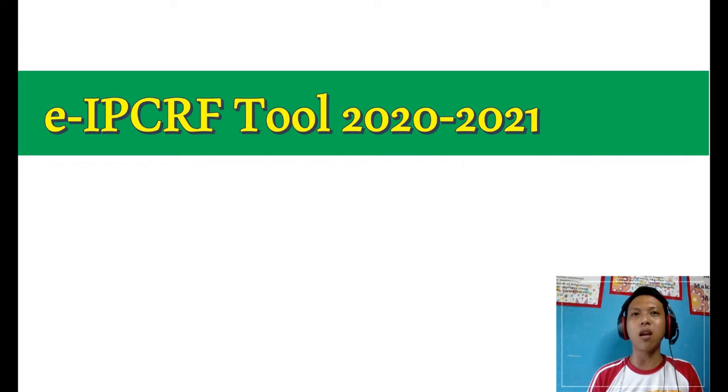So I guess we are already with the tutorial for the accomplishing of our E-IPCRF tool for 2020-2021. So of course, this is an electronic accomplishment of the individual performance, commitment, and review form for this school year. So this will be utilized by our school heads in rating the portfolio of our teachers 1 to 3 and of course our master teachers 1 to 4. And this will also be guide for all the teachers in accomplishing the different parts of the E-IPCRF tool.